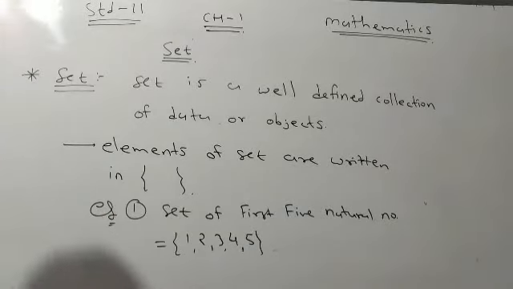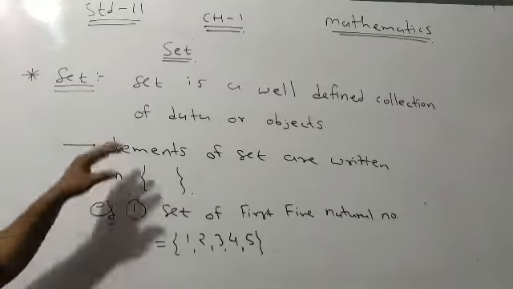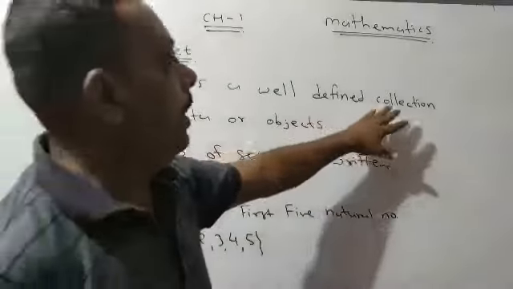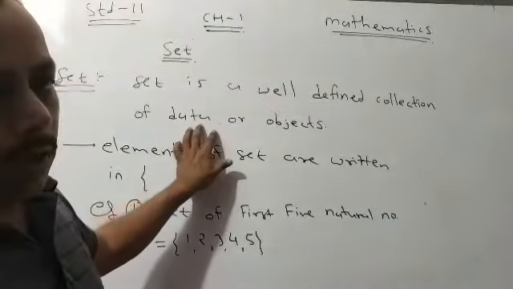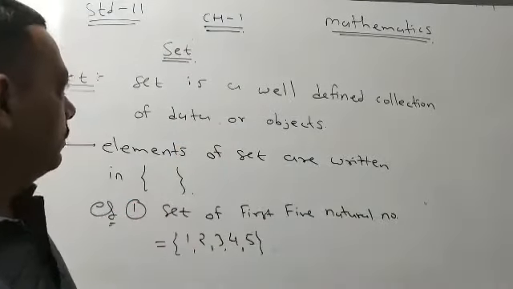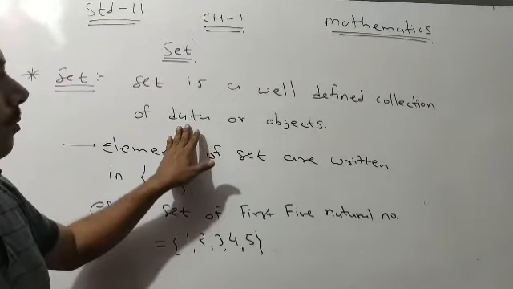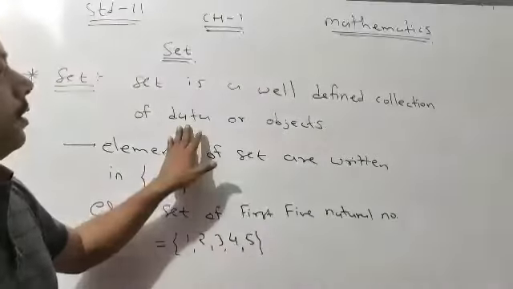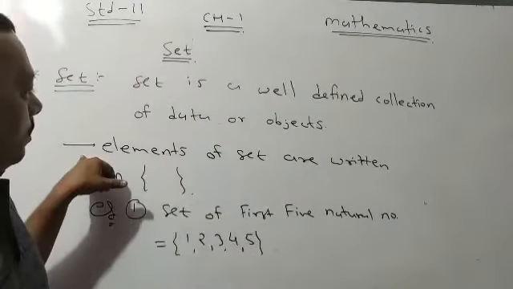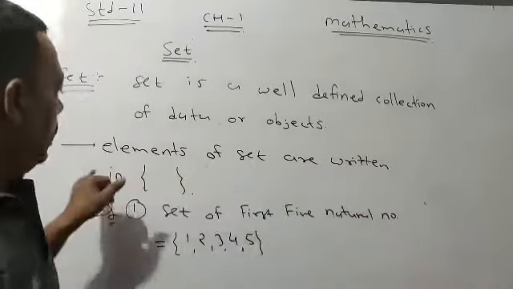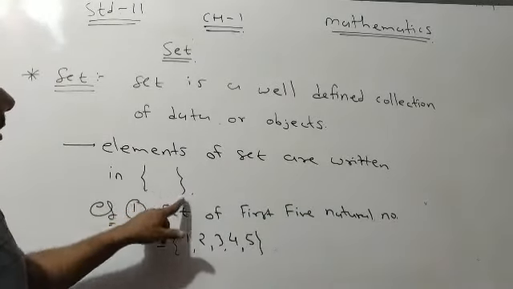Actually, in so many books it is written that set has no proper definition, but we can define set as a well defined collection of data, or you can say objects. Data in the sense of it may be number, it may be names, like that. Okay. Now, elements of the sets are written in this curly bracket.